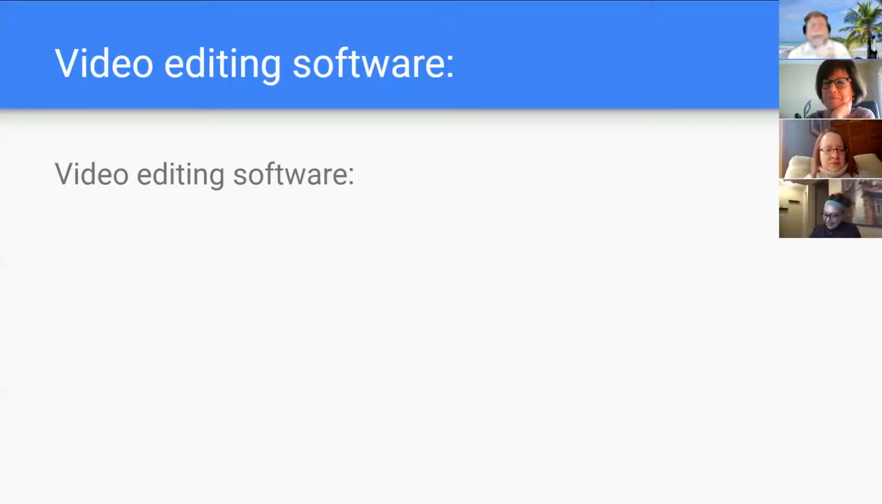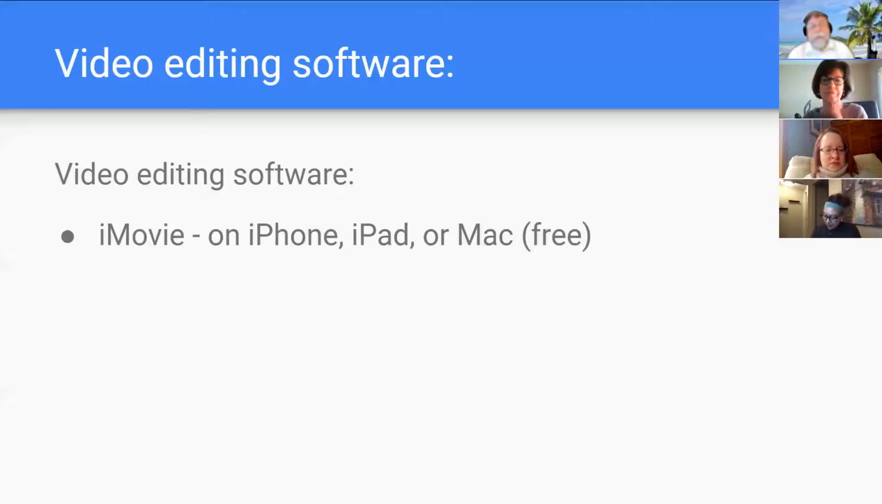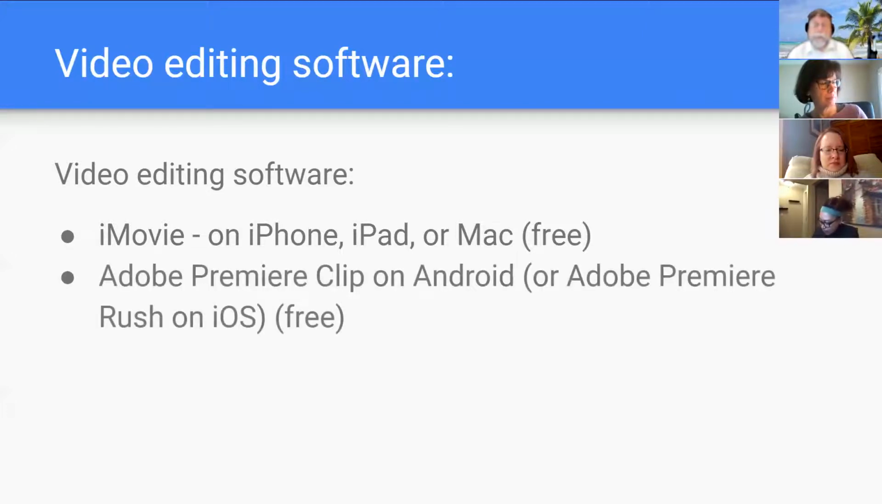If you do want to have the ability to edit, there's software: iMovie, if you have an Apple device, is free. If you're using an iPhone or an iPad or a Mac, you can simply download and use the free iMovie program. It's a very powerful editing tool that'll let you cut, splice, and merge, and do some editing of the audio. You can do overlays, add slides, and do some nice transitions, and it's a remarkably powerful editing program at no cost. Adobe Premiere Clip does a similar function on Android phones, and the equivalent app on iOS devices is Adobe Premiere Rush.